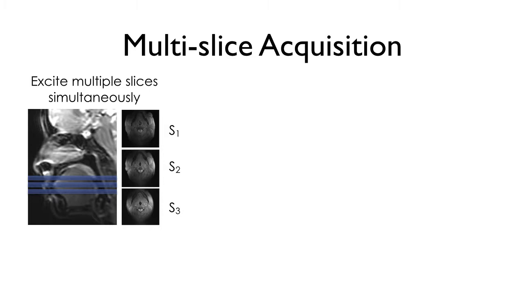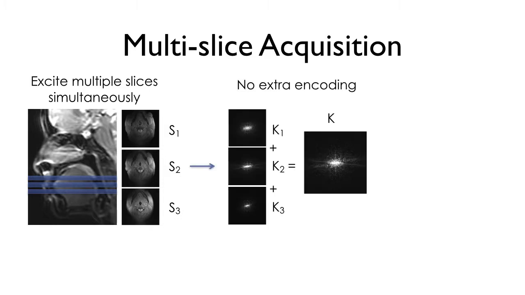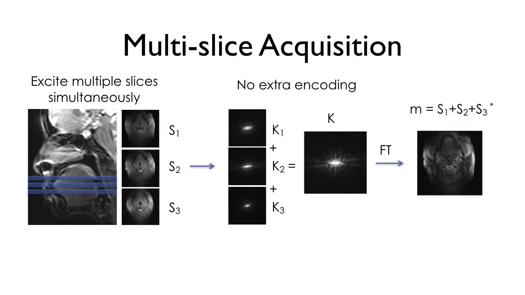We excite multiple slices simultaneously, and if we just excited them simultaneously and acquired our images, what we would actually acquire is the superposition of the so-called k-space data from those three slices. When we reconstruct an image, you'd get interference. In fact, those three slices would basically be added to each other, and it would be difficult to interpret the results.